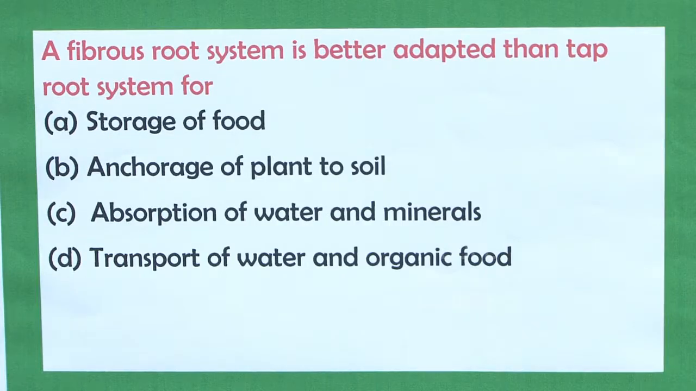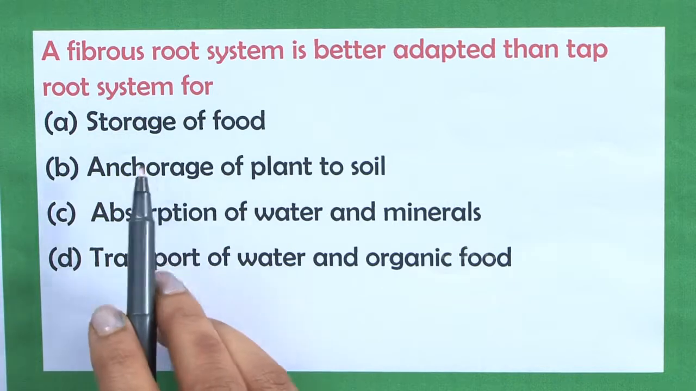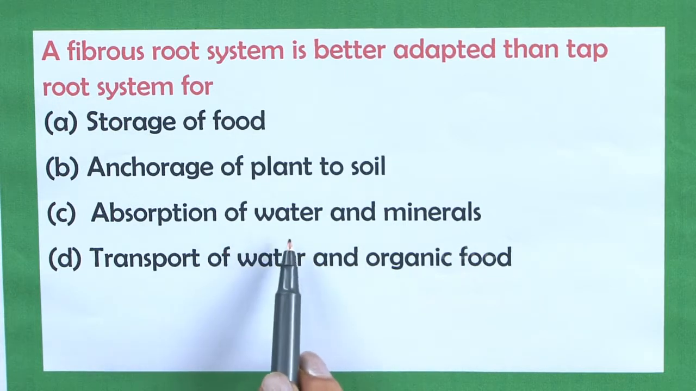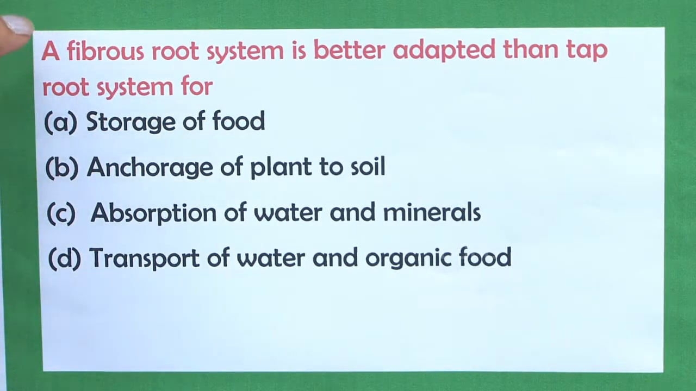The next question is, a fibrous root system is better adapted than taproot system for storage of food, anchorage of plants to the soil, absorption of water and minerals, transport of water and organic food. So, what does the question say? A fibrous root system is better adapted than the taproot system for storage of food. Storage of food cannot be the answer because the adventitious roots and the taproot system are adapted for the purpose of storage. Fibrous roots are nowhere adapted for the purpose of storage.